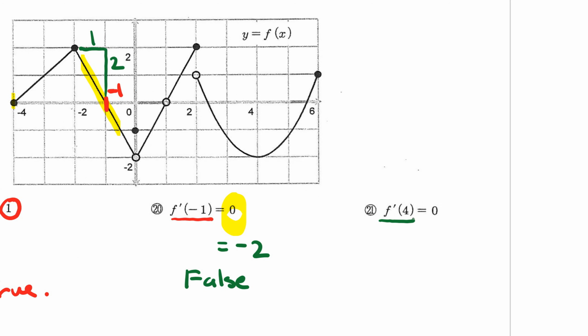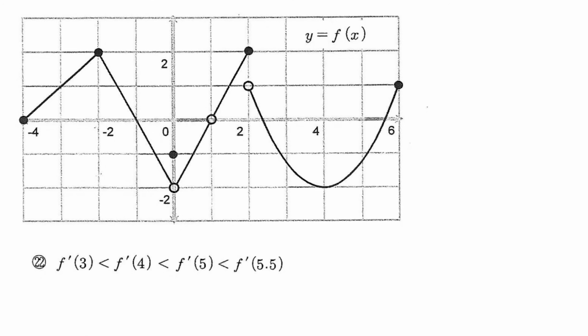And what about this one here when x equals 4? Here is 4. If I go straight down, is the slope equal to 0? The answer is true because there's a horizontal tangent line there. Okay, let's move on to the very last question here. Here's a weird graph here.